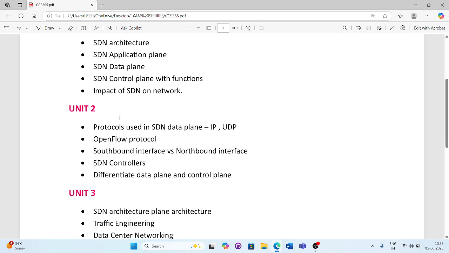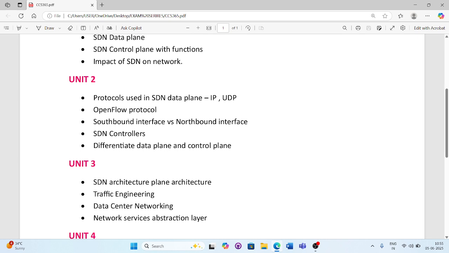Okay, and from Unit 2 we have protocols used in SDN data plane, protocols such as IP and UDP, and then we have OpenFlow protocol, then we have southbound interface and northbound interface, then SDN controllers, and one of the important questions is differentiating the data plane and the control plane. It can also be asked for 2 marks or detailed answers.